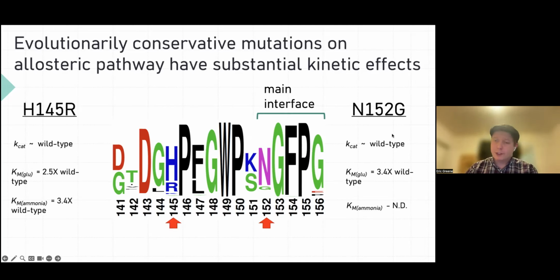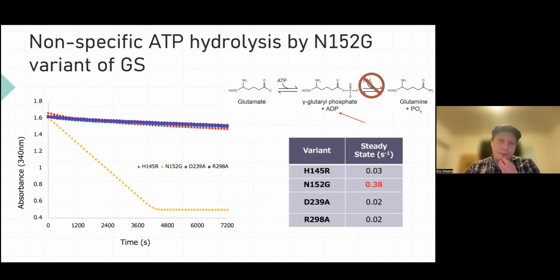For N152G, again, kcat was unaffected. We had another KM increase of about 3-fold for glutamate. But then we saw something that was really peculiar. We actually couldn't get a KM for ammonia. We couldn't determine this. So what was going on there? What we ended up finding was that this variant was displaying a non-specific ATP hydrolysis, which was something that we hadn't encountered before. Basically, there was no additional ATP hydrolysis stimulation from including ammonia in our reactions.